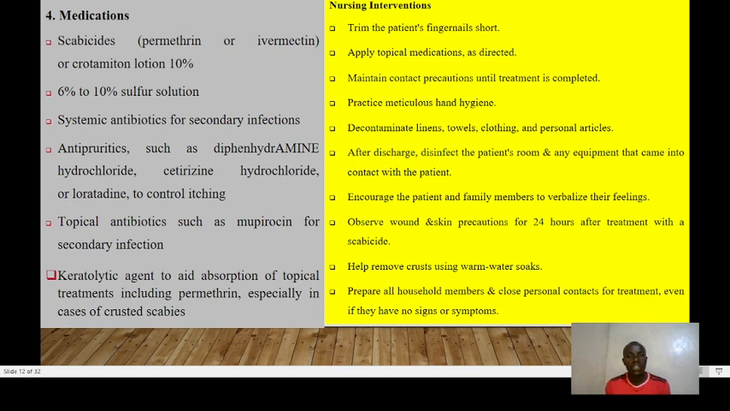So as a nurse, you need to trim the patient's fingernails so as to minimize scratching that will predispose the patient to secondary infection. You need to apply topical medication as directed, maintain contact precautions until treatment is completed. Guys, to get to know how to carry yourself during contact precautions, you can click on the link so that you're able to get it.